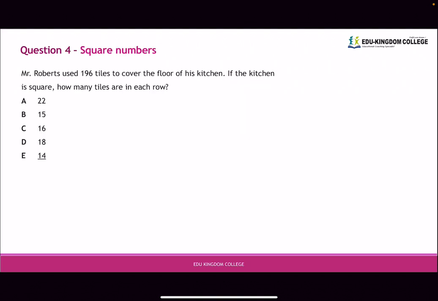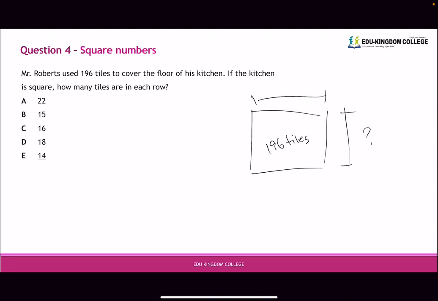So question 4, Mr. Roberts has a square kitchen, uses 196 tiles to cover it. And we're trying to find how many tiles are in each row. Now, if you remember the multiplication, we're trying to split up these big numbers into smaller numbers, but it's also quite important for you guys to be able to remember the more important square numbers.